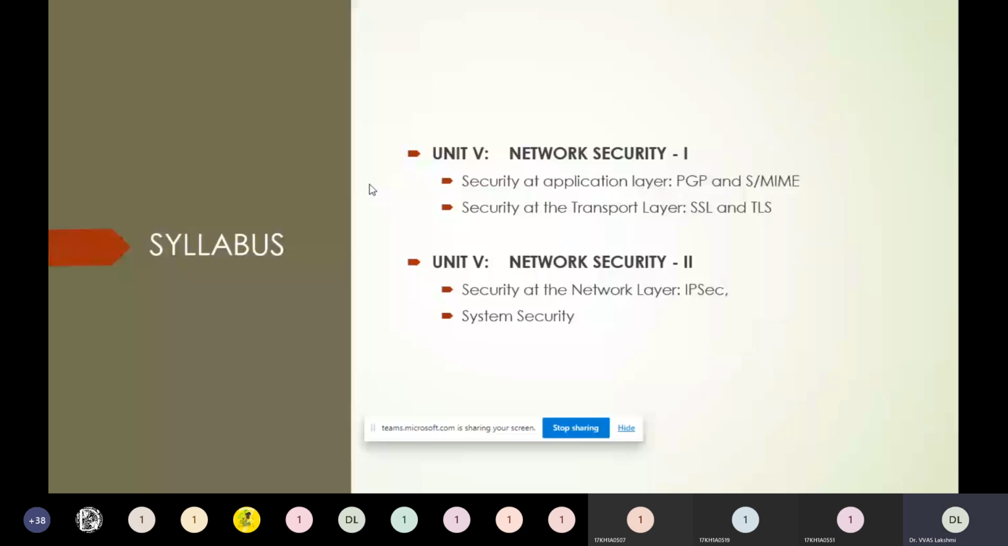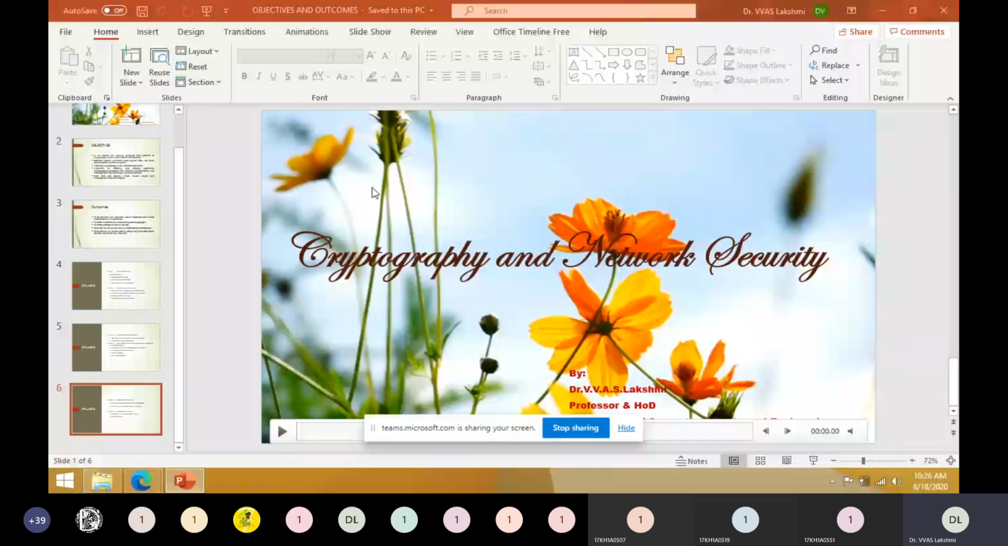So after completing these 6 units, the student is able to apply the techniques in a good way so that a system and messages will be secured. This is our presentation about the introduction to cryptography and network security.